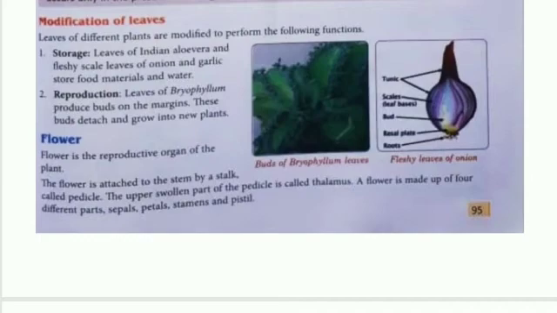Second function is reproduction, and a good example is bryophyllum. Leaves of bryophyllum produce buds on the margin, small plants, and when these leaves become old, they fall down on the ground, and these buds detach and grow into a new plant. There are numerous small plants on the margin of the bryophyllum. Okay, this is all for now. We will do the flower next day.